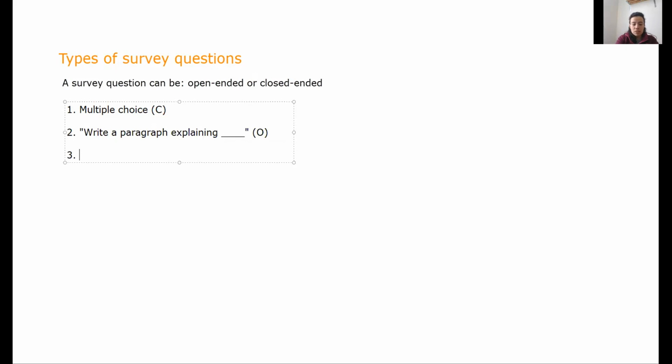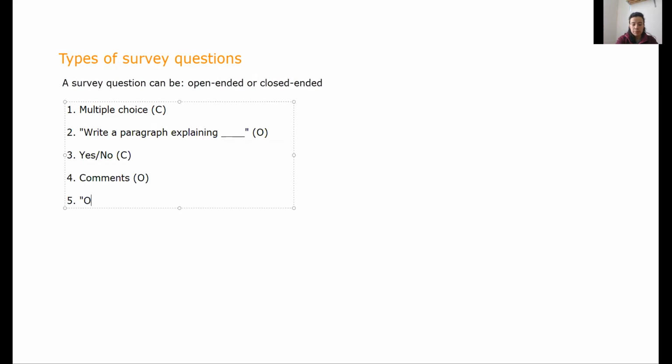Then you can have yes or no questions. Are these open-ended or closed-ended? Closed-ended, because there's no other options. Then you can have comments, which are open-ended or closed-ended? Open-ended. Then you have scale questions.